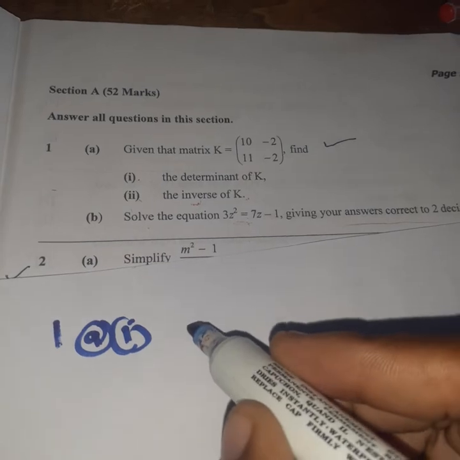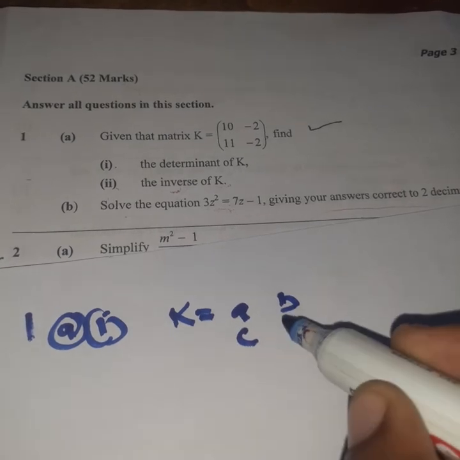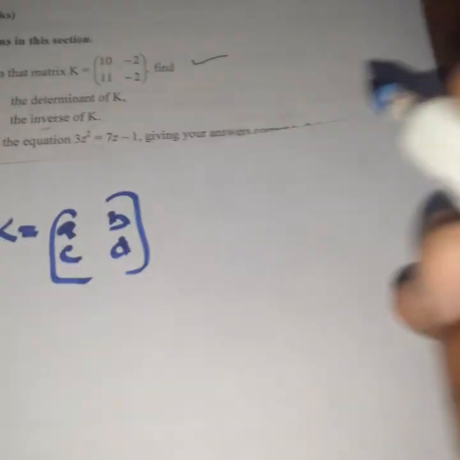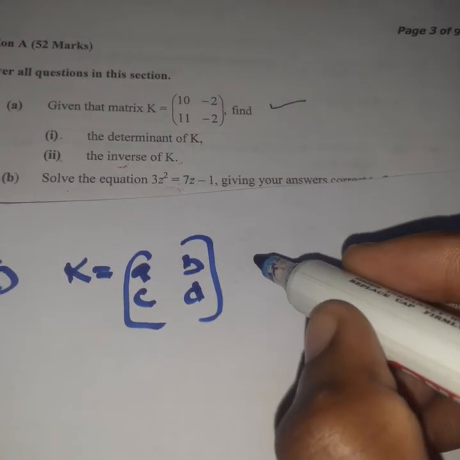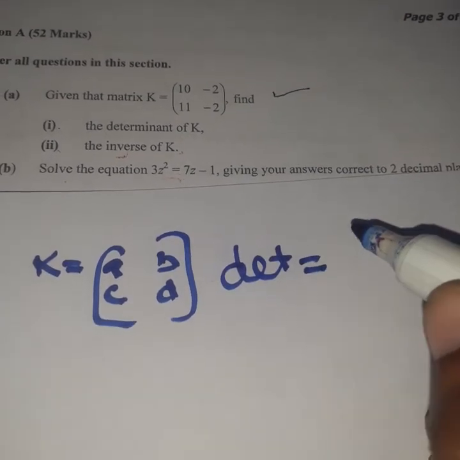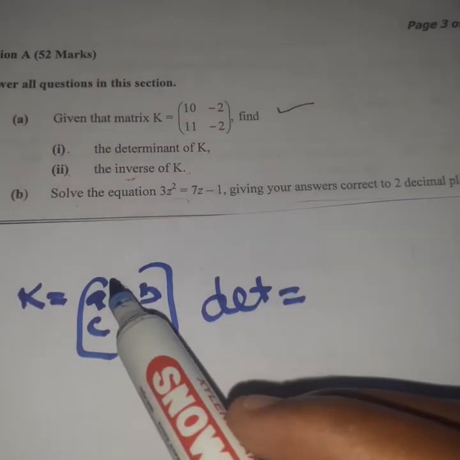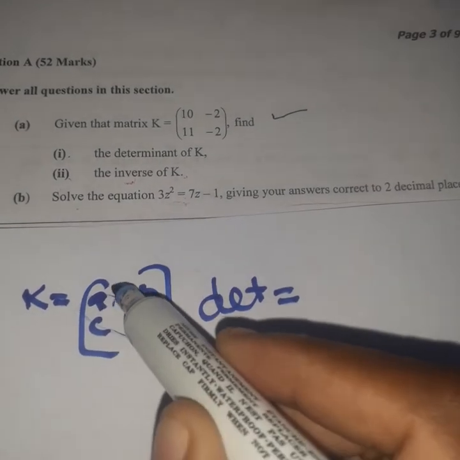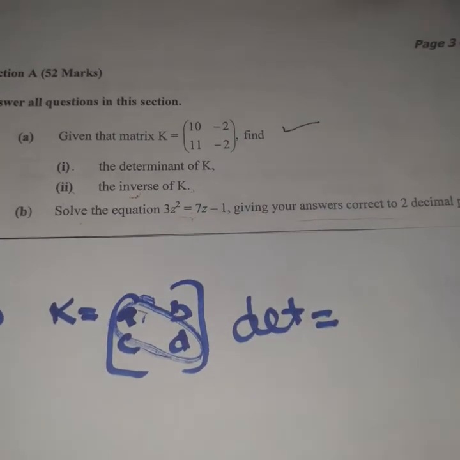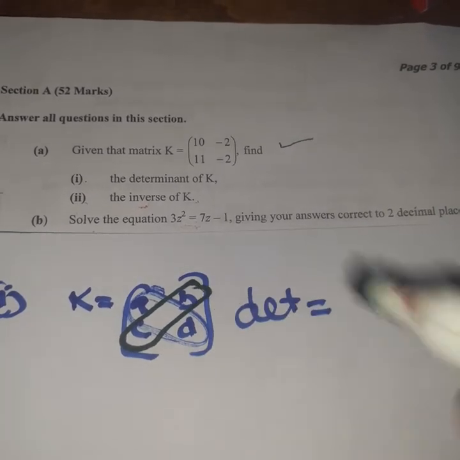To find the determinant of the matrix, let's assume we have letters A to D, where matrix K is equal to A, B, C, then D. The word determinant is abbreviated to DET. The determinant is equal to the product of the major diagonal. This is the major diagonal I'm talking about. Then we also have the product of the minor diagonal, which is this one here. You can see that.